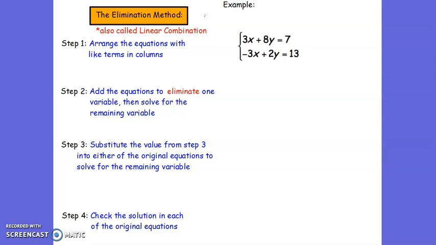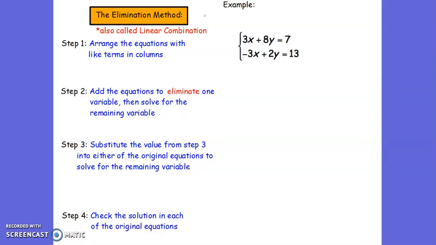And you'll notice that we've got a 3x and a negative 3x, which means step one over here at the left, it says to arrange the equations with like terms in columns. We've already got that handled, and we have that nice relationship between the x's. So now we can do basically the big step, and that's to combine the linear equations. Linear combination is another name for this method. So is the addition method. It's another name for this method. Basically because we're just going to add our two equations together.